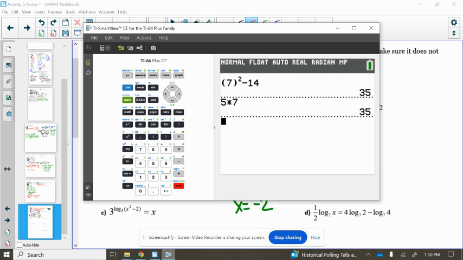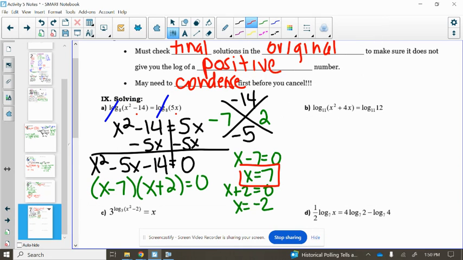However, when we plug in negative 2, so negative 2 squared minus 14, this does not work out, right? We get a negative value, negative 10. And then when we plug it into the right-hand side, we also get a negative number. And if any piece of this results in a negative logarithm, it is what we call an extraneous solution. And it's not going to work out. So extraneous, it's not possible.